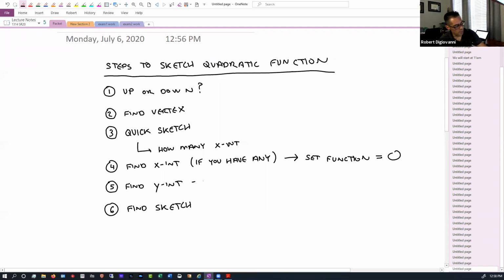Oh, and how do you find the Y-intercept? You do this. You calculate f of 0. You plug 0 into the function. So that's it. Those are the steps. Take a moment to jot those down because we'll need those as we move into the problems.